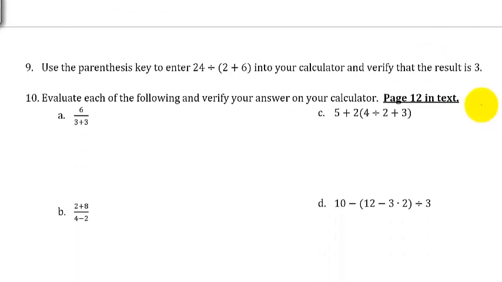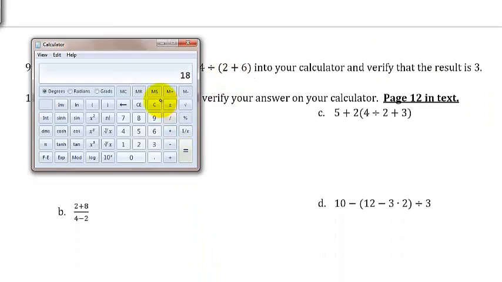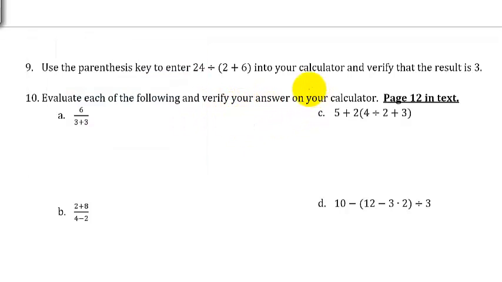So now we're just going to put parentheses around the 2 plus 6, and this time we will come up with the right answer, because now it's going to force the calculator to do the 2 plus 6 first, and then divide by 8. And so you get the right answer when you do it that way in your calculator.